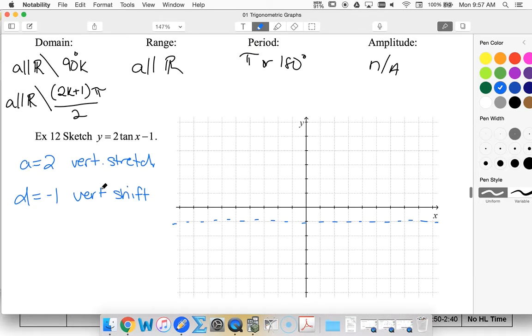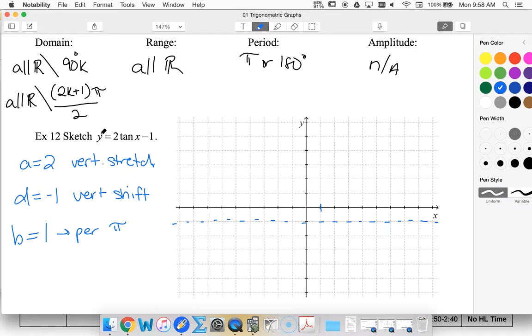This has no change of period. So since my B value is 1, this means my period is still pi. And we haven't horizontally shifted it yet. So I'm going to go in and put in my asymptotes. And this time I'm going to let every line be 45 degrees.